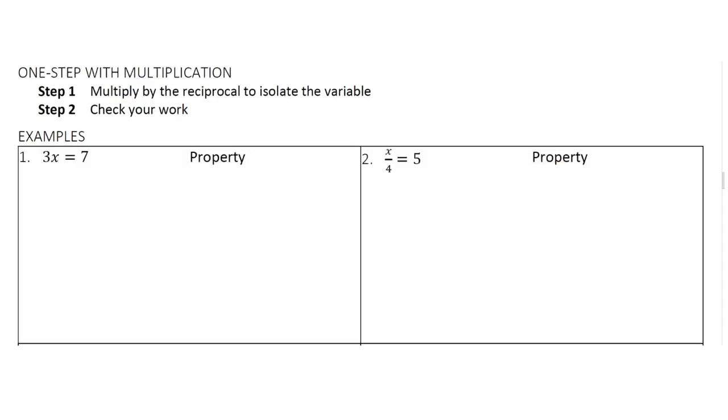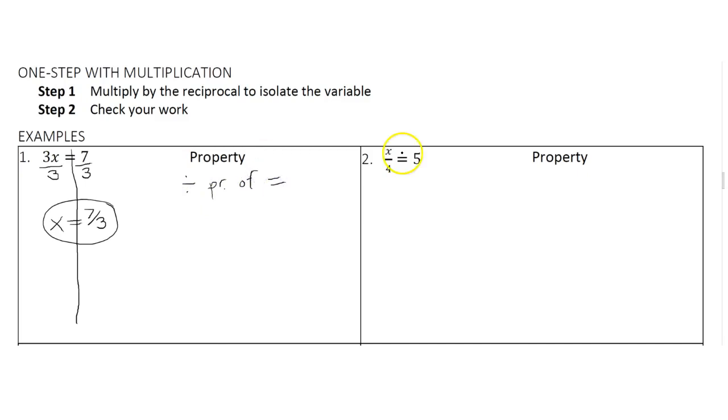In one-step equations with multiplication, we use the inverse property of multiplication to isolate the variable. In the first example, x is multiplied by 3. If we divide both sides of the equation by 3, we get 3 over 3 times x, or 1x, on the left, and 7 divided by 3 on the right, or 7/3. Our solution is x equals 7/3. The property we used was the division property of equality.